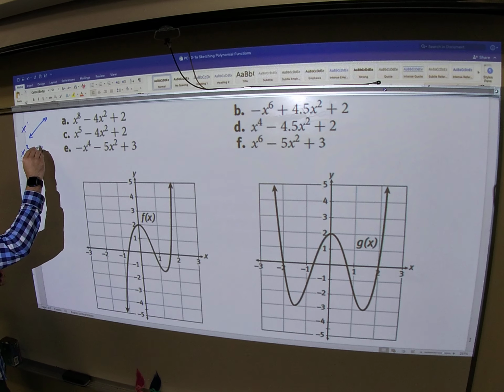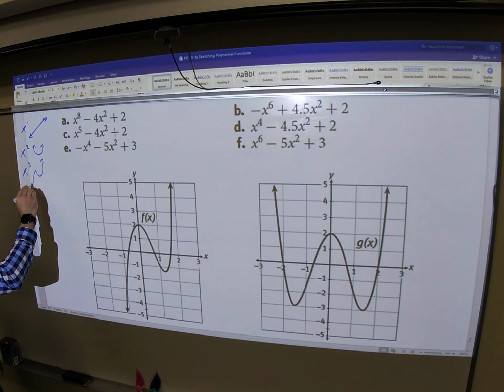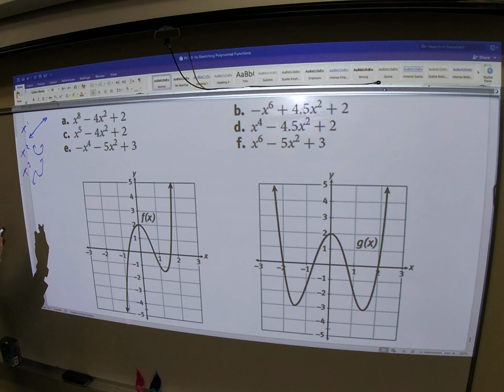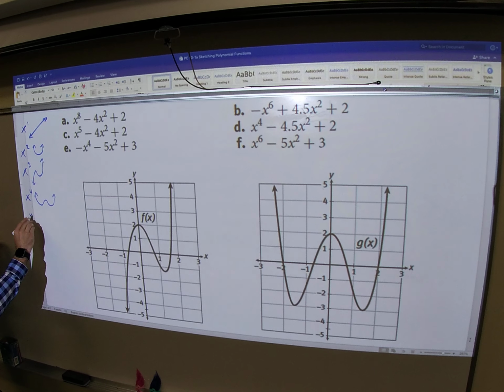If I have x squared, this is a U-shaped graph, right? X to the third, we have a little something like this. We start at the bottom left and we end in the top right. X to the fourth, we have this little W shape. X to the fifth, we have one more extra hump than x to the third. So we're looking at 4 changes of direction. And then we can keep going. I know they have x to the sixth, x to the eighth here. But the farther that we go, the more changes in direction we're going to have.